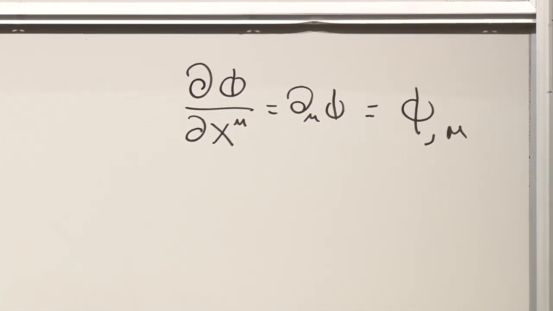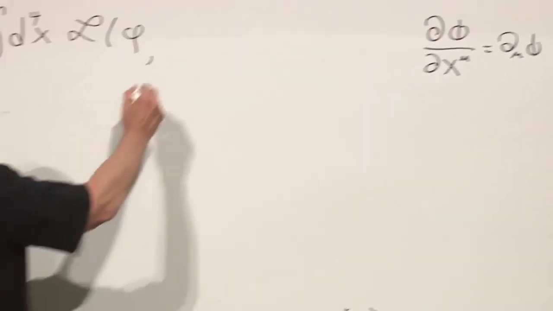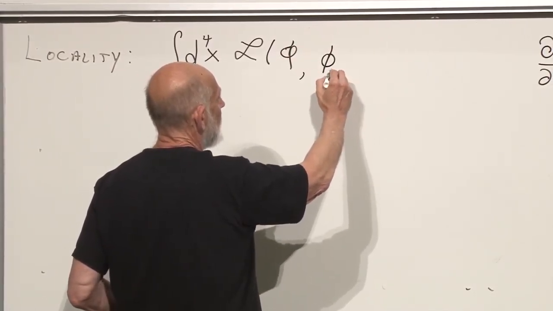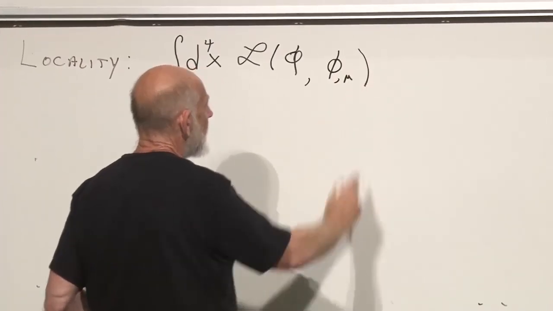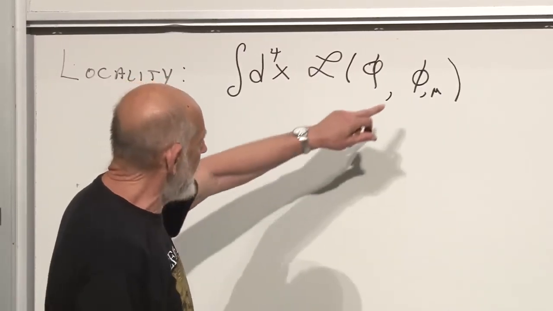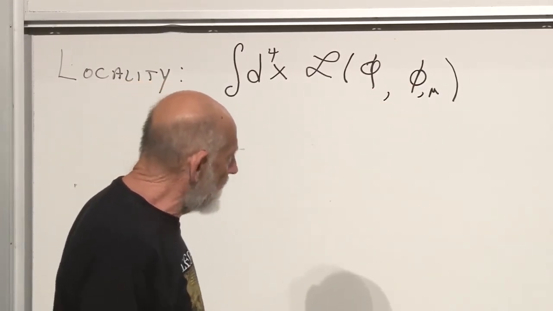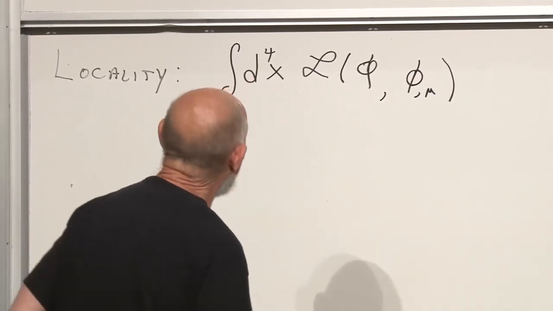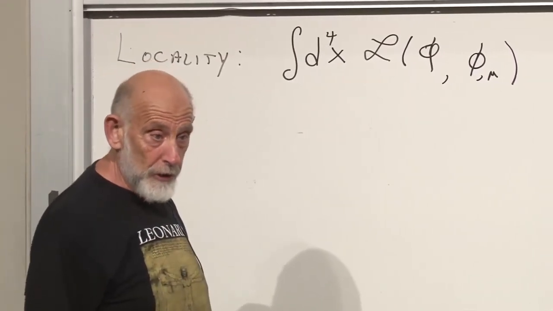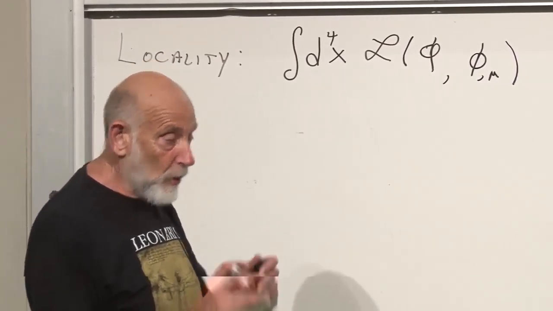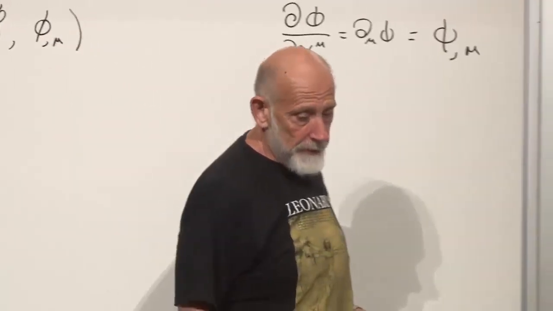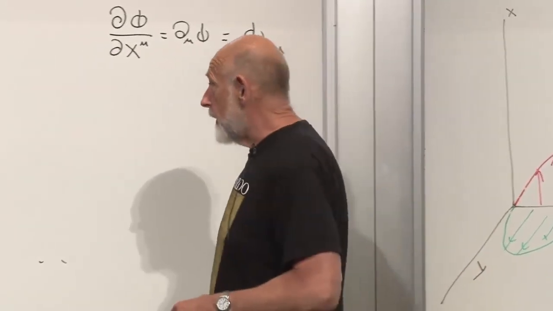So, locality says the Lagrangian depends on phi and phi comma mu. Now, this doesn't mean one particular derivative. It means all of the derivatives. Phi comma mu is a generic symbol here. It means time derivative, space derivative, all the derivatives. That's the condition, basically, that the equations of motion are differential equations that relate things locally. Next condition is Lorentz invariance.